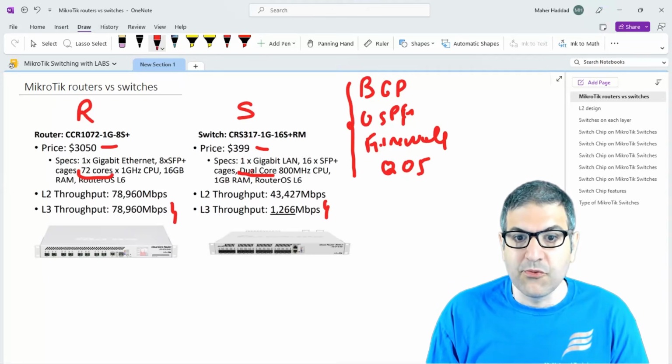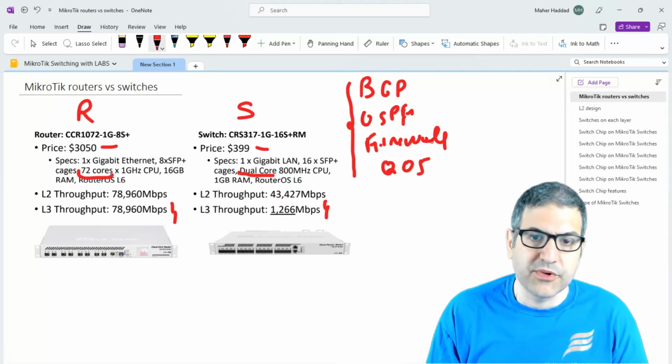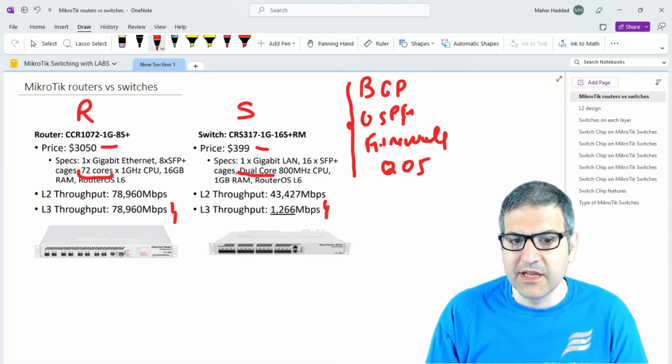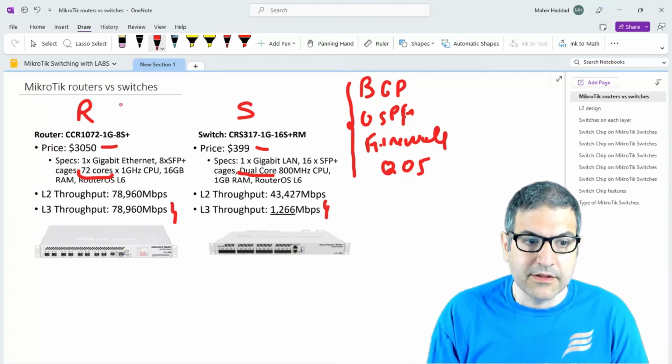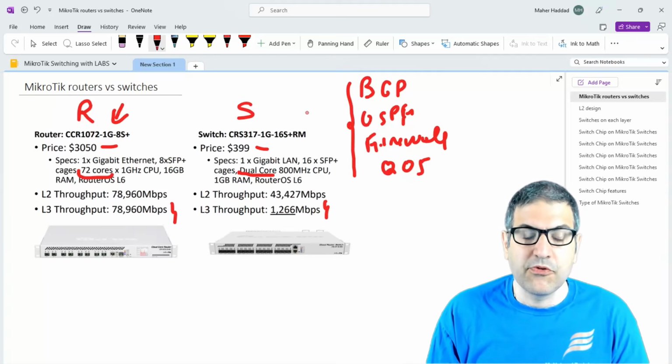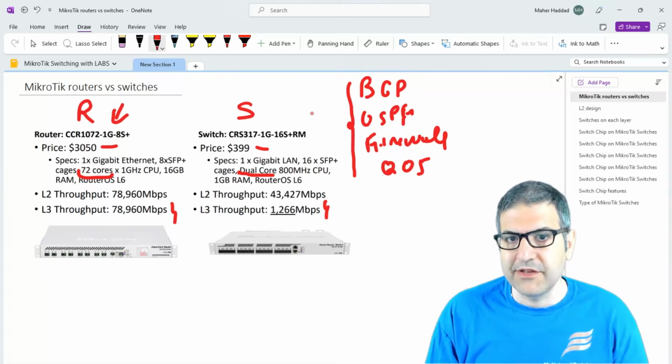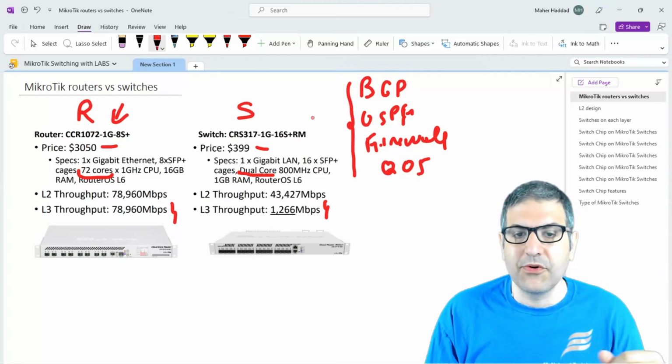So yeah, if you want to use all of those things, which is routing, firewall, quality of service, of course we can add more than those ones, then you better go for the routing. Now, if you want to do switching, like we'll see in this course, because this is a course of switching, so like creating VLANs, doing some spanning tree protocol, all of those things, then you can buy a switch.